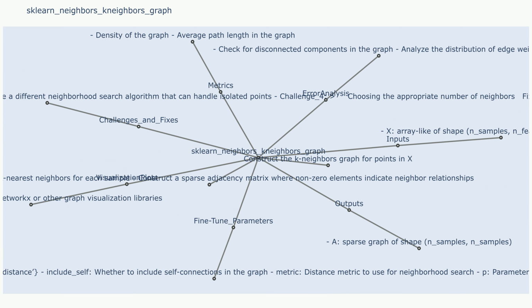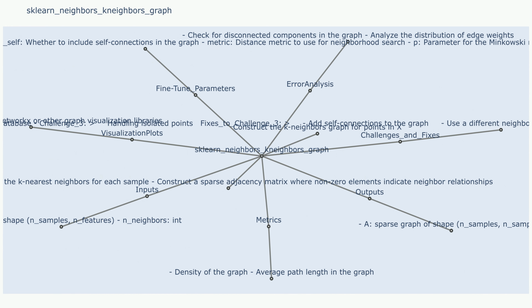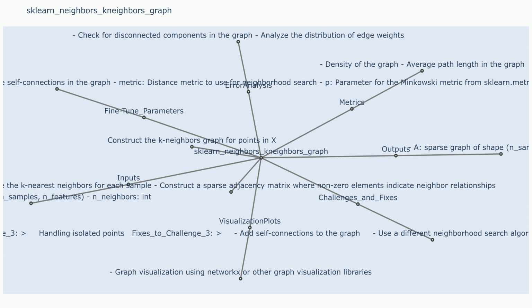Uncertainty methods. None, this function does not directly handle uncertainty estimation. However, by leveraging different distance metrics and analyzing the resulting graph structure, insights into the uncertainty of neighbor relationships can be obtained. For example, a higher number of neighbors or a wider range of distances between neighbors could indicate higher uncertainty in the neighborhood assignment.